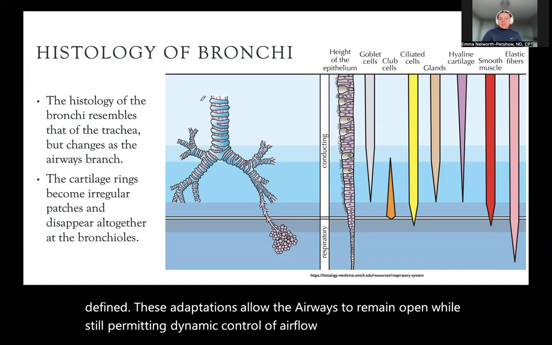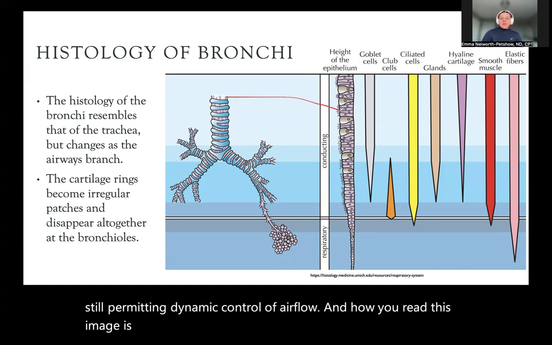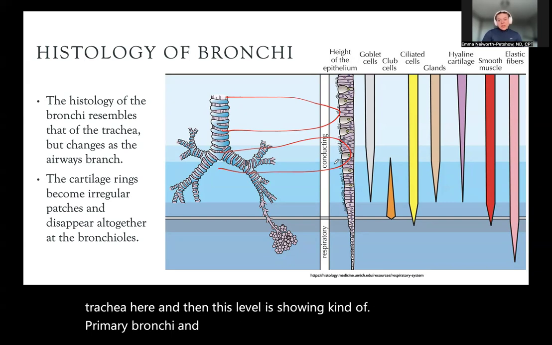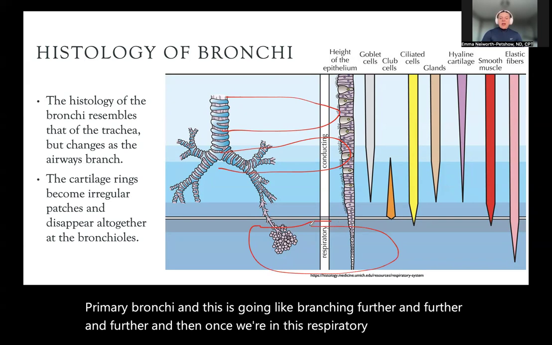These adaptations allow the airways to remain open while still permitting dynamic control of airflow. And how you read this image is, this level would represent the trachea here, and then this level is showing the primary bronchi, and this is branching further and further. And then once we're in this respiratory system here, this is really our alveoli.